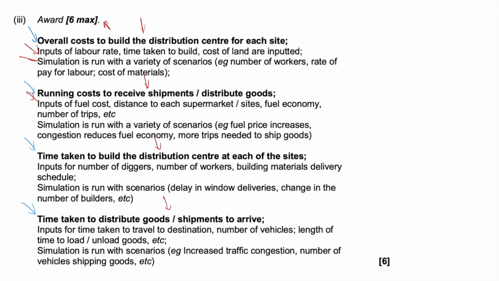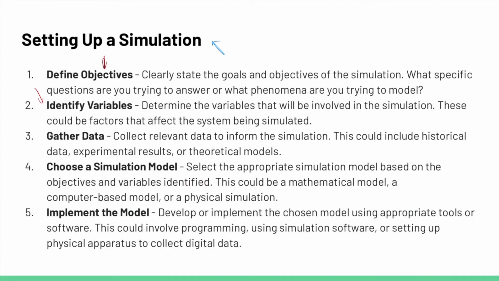If you look at just one of them, for the cost of building a distribution center, we have labor rate, time taken to build, and cost of land. And then we could change number of workers, rate of pay, and cost of materials in our simulation to see whether we're making a good business decision to build a distribution center at a particular site. And yeah, so that's getting down to choosing a simulation model.